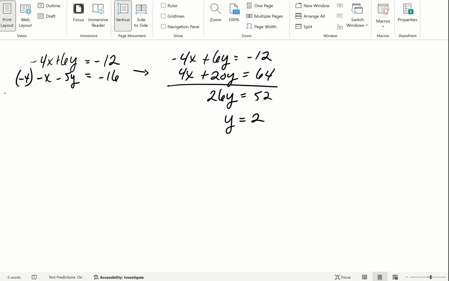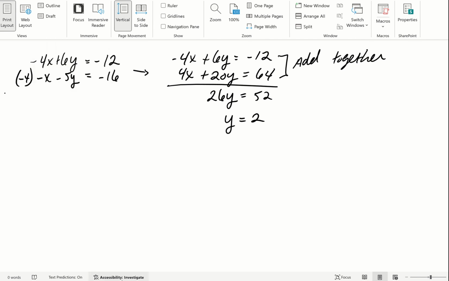Okay. So again, all I did was I added these two equations together. So negative 4x plus 4x is 0. 6y plus 20y is 26y. Negative 12 plus 64 is 52. Solved for y. Then what I can do is I can go back into one of my original equations and plug in that y value.